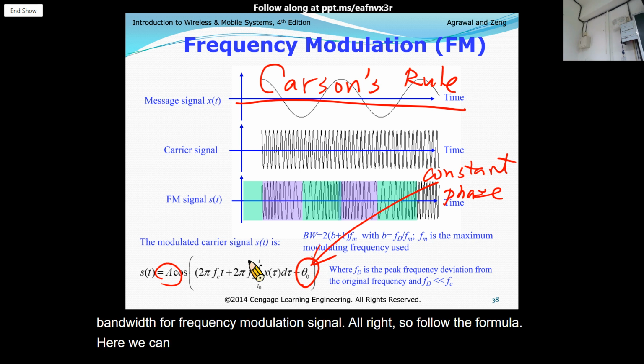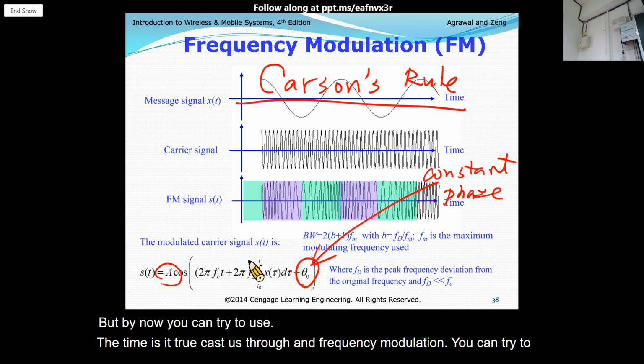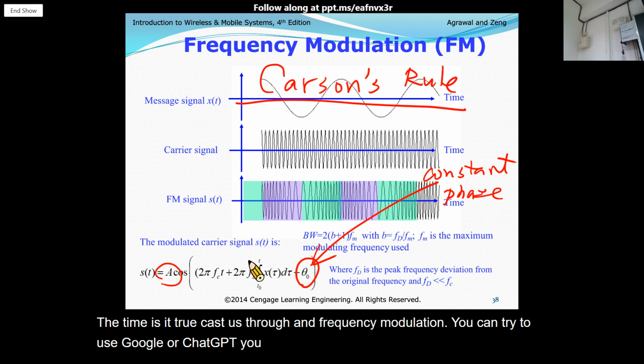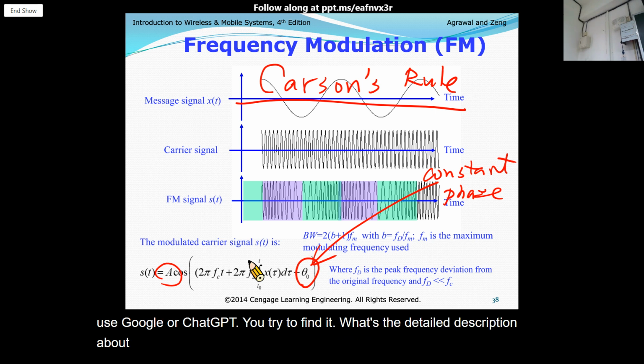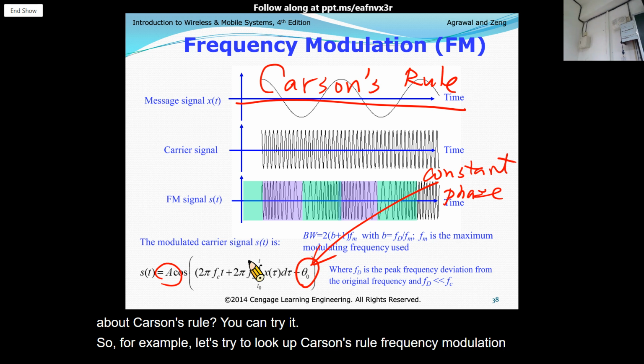But by now you can try to use the terms, is it true? Carson's rule and frequency modulation. You can try to use Google or ChatGPT. You try to find it. What's the detailed description about Carson's rule? You can try it. So for example, let's try to look up Carson's rule, frequency modulation, and bandwidth. Then what is the result for that?